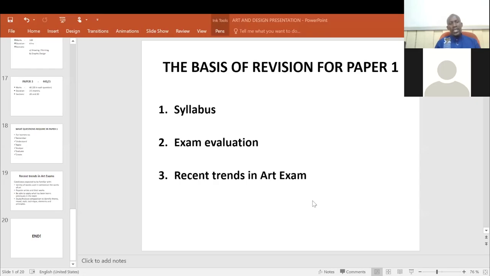Now, to begin with, all the subjects have what we call a syllabus, a guideline that guides you on what you're supposed to cover and the timeline for that. That is the document that the Kenya National Examination Council also uses to set your examination. So when you're talking about the syllabus in art and design, you first need to understand that we have at least up to 13 important topics in art.